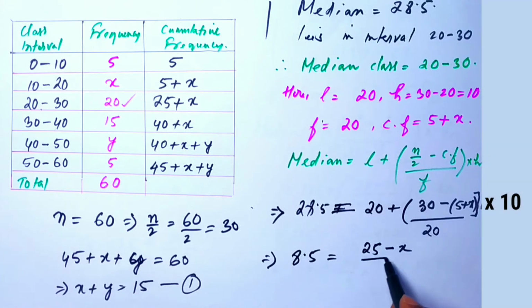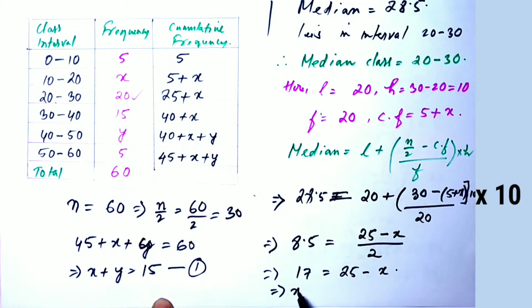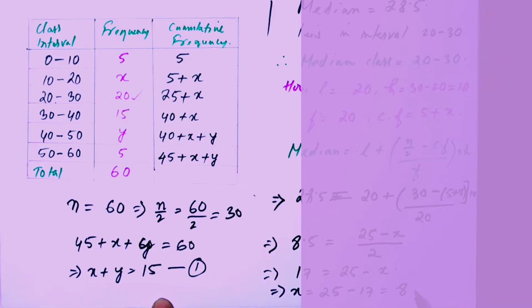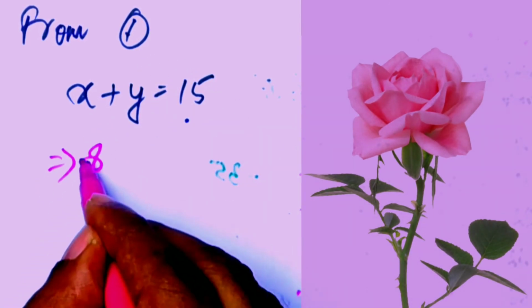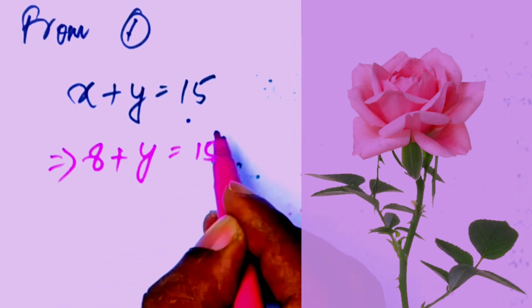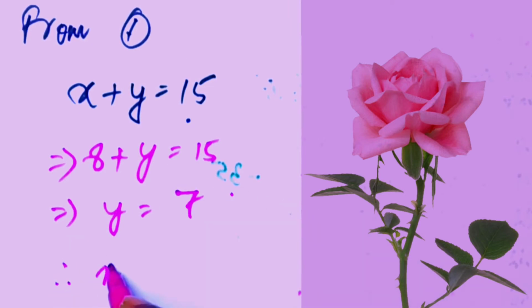10 upon 20, so this will be 17 equal to 25 minus x, so x will be 25 minus 17, which is equal to 8. From equation 1 we have x plus y equal to 15, so we substitute the value of x as 8: 8 plus y is equal to 15, so y is equal to 7. Therefore x equal to 8 and y equal to 7 is our answer.